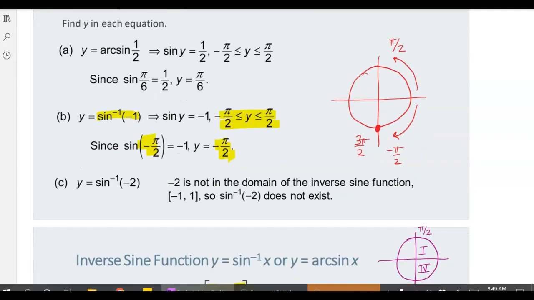And then this third example is asking what angle has a sine of -2? We know that the sine and the cosine have maximum values of 1 and minimum values of -1. So this is not an option. And if you plug this into a calculator, you'll actually get an error message, because that's not possible.